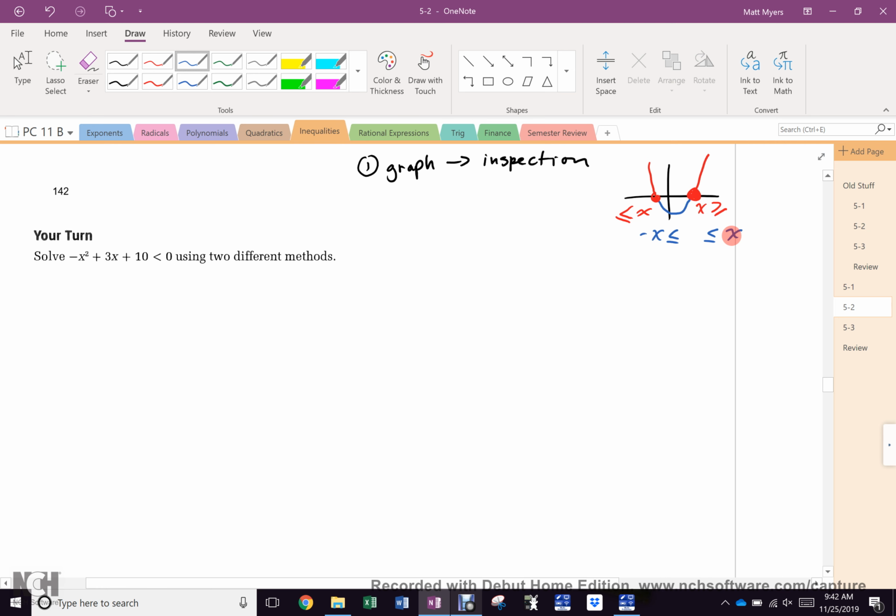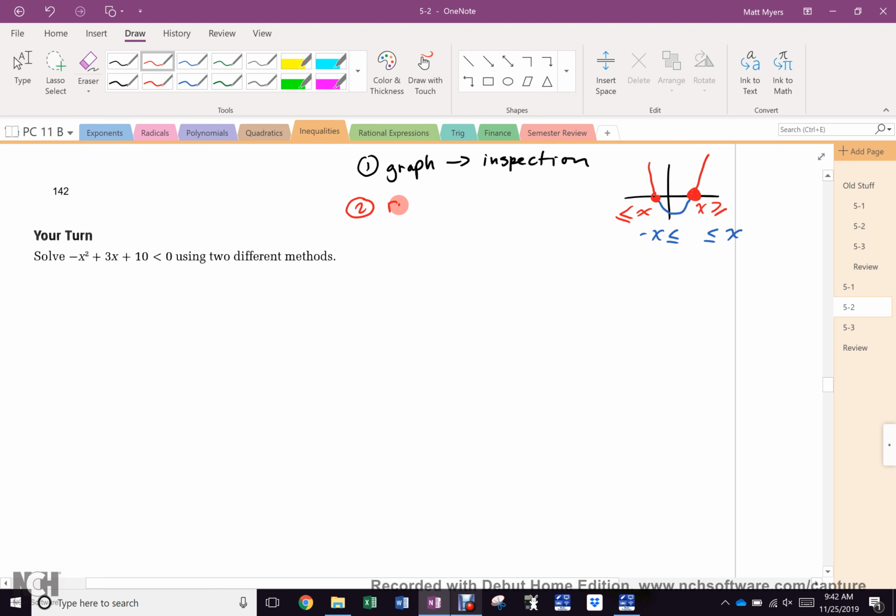Yeah? Does everybody understand how to use a graph or how to read a graph to find the answers to a quadratic inequality if you have the graph? Everybody? You can all inspect a graph and understand that greater means above and less than means below? Yeah? Okay.